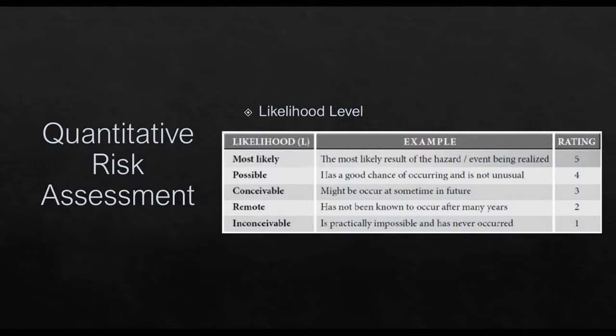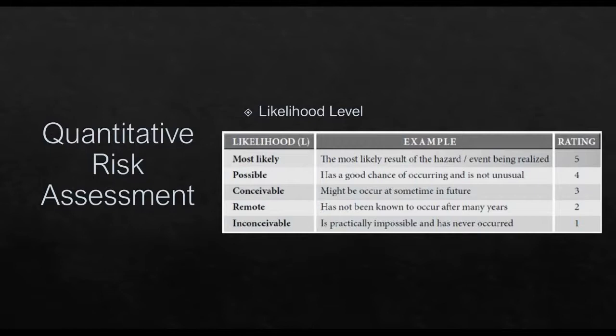Okay, this one is actually in order to choose what level of likelihood that hazard falls under. It actually depends on our knowledge, our experience, or maybe from the record of the previous hazard assessments, for example. Okay, and then possible has a good chance of occurring and is not unusual. Okay, tak pernah berlaku sebelum ni, tapi benda ni akan berlaku. So kita boleh agak possibilities tu akan berlaku. So kita boleh letak rating number 4.